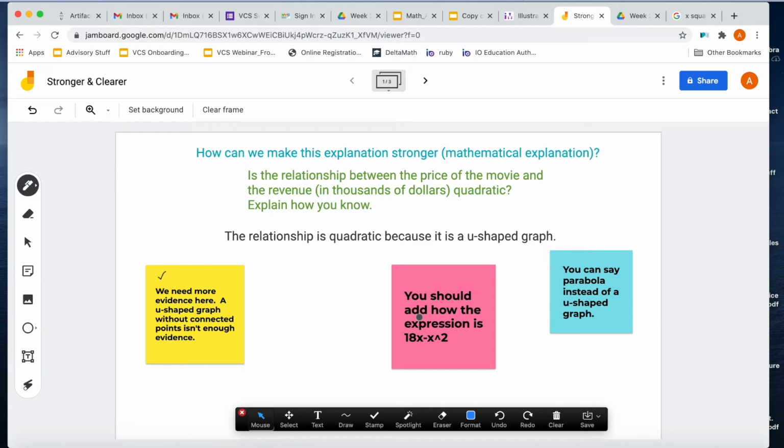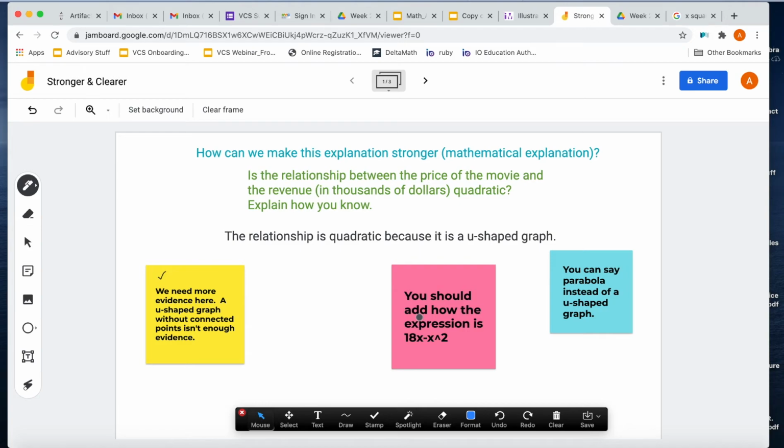You can say parabola instead of U-shaped graph, right? That person's not getting to necessarily maybe the heart of what we want to make the explanation stronger, but they are bringing in some mathematical language. And then somebody else said you should add how the expression is 18x minus x squared, right? So students, not every response on here might be exactly what you're looking for to improve the explanation, but it's giving students a chance to collaborate and think.